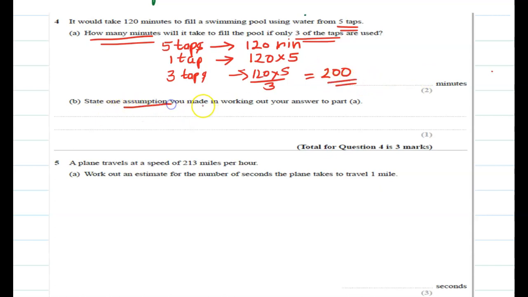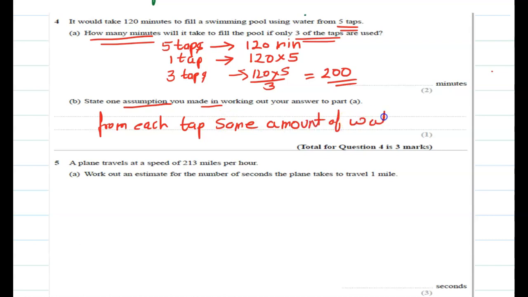State one assumption you made in working out your answer to part A. So the same amount of water is coming out from each tap. Yeah, from each tap the same amount of water is coming out. That will be your assumption.